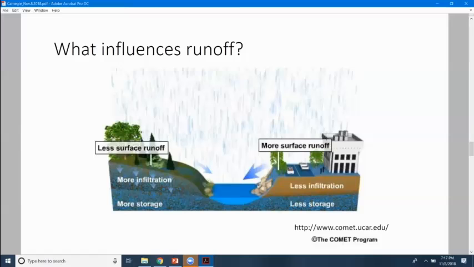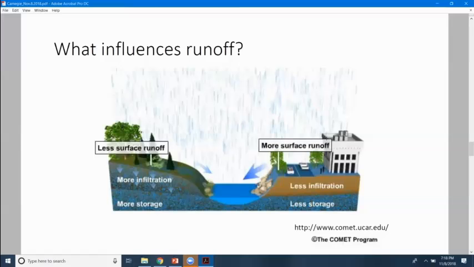In natural areas, vegetated areas, forests, if it's well-drained soils, you get a lot of infiltration and less surface runoff. Runoff is what causes the flooding, because it runs off very quickly and concentrates into our streams and drainage channels. If they overflow, that's what leads to the flooding. If we develop areas and add a lot of impervious surfaces, rooftops, roads, we get less infiltration, more runoff, and less groundwater storage.